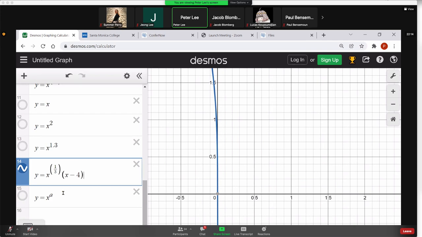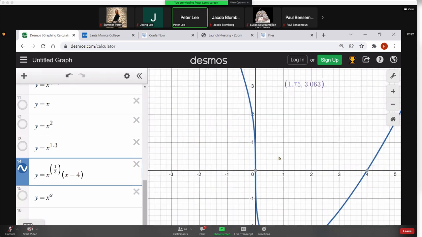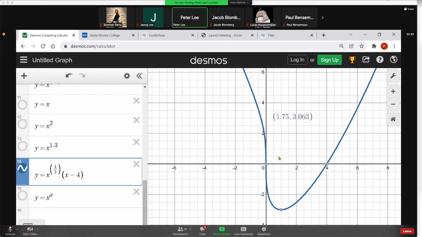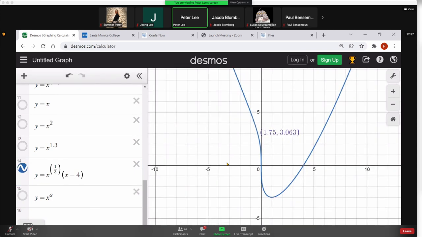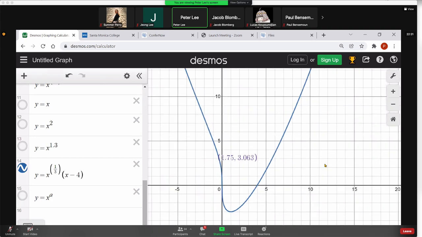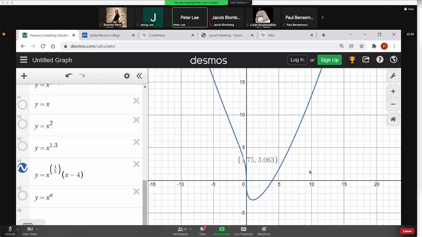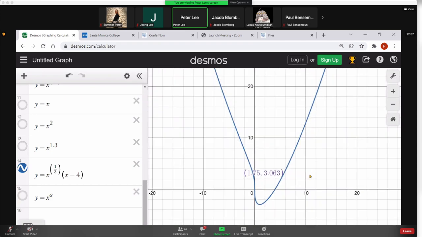The graph of y equals x to the 1/3 power times (x minus 4) looks like this. Near the origin, this is how it looks. If you look at the big picture, the graph looks like this. Class, do you like these graphs? That's how the graph looks.